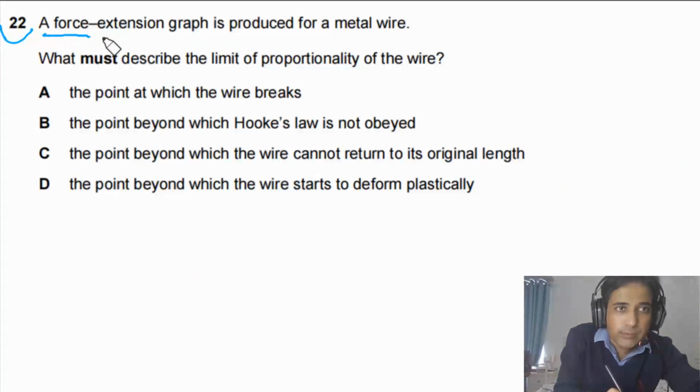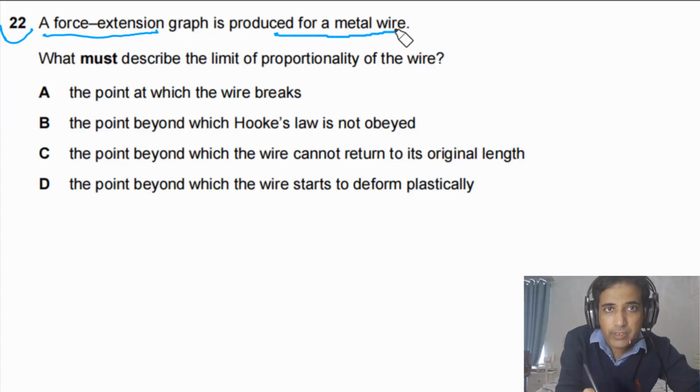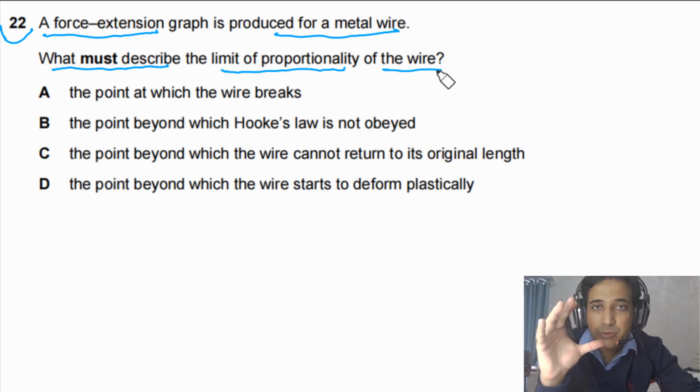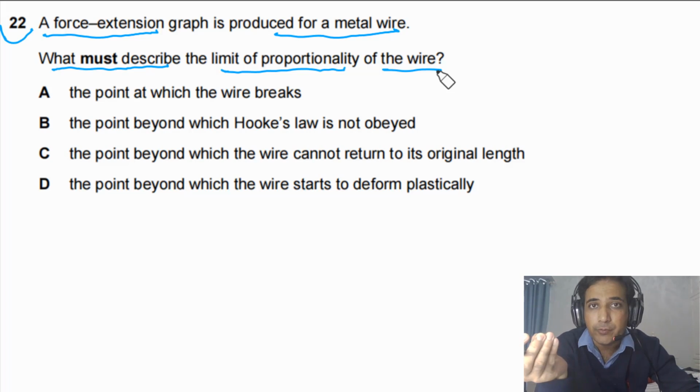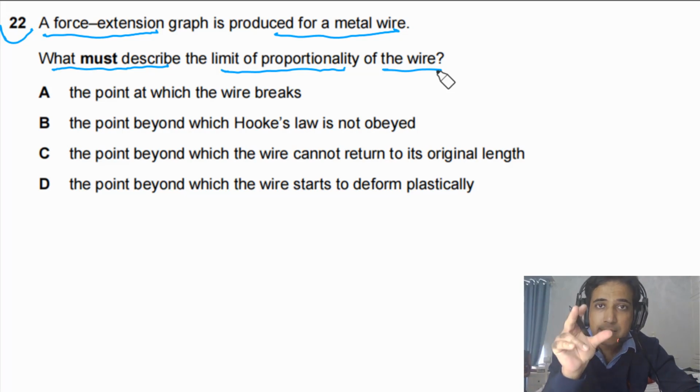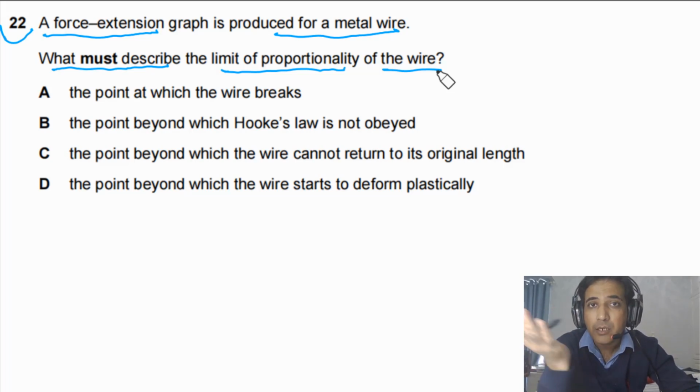Question 22 says a force extension graph is produced for a metal wire. Which must describe the limit of proportionality of the wire? First of all, we need to understand what the limit of proportionality is. Limit of proportionality means the end of proportionality. Until that point, two quantities are proportional to each other. After that point, they are not proportional. So that point we will say is the limit of proportionality.